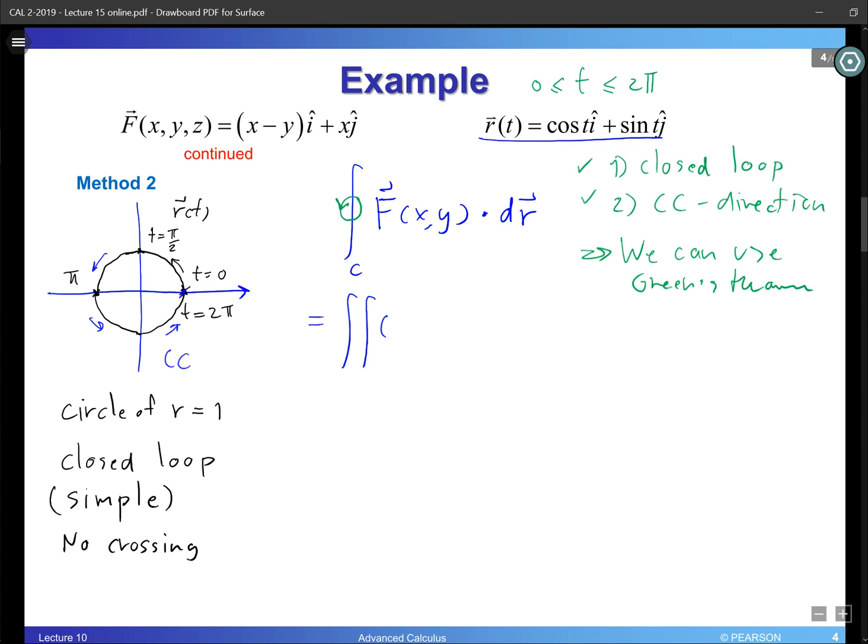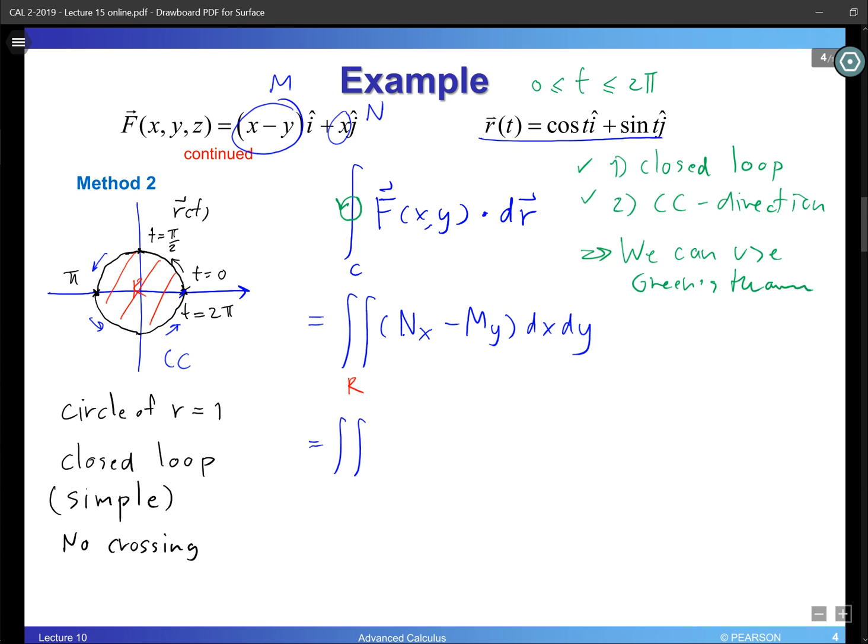Well, what about I bring the formula here? Oh, sorry, the double integral of n with respect to x minus m with respect to y, dx dy, over the region R. Now let's find n and m. This is n right here, and this is m. Okay, and this is going to be equal to the double integral.